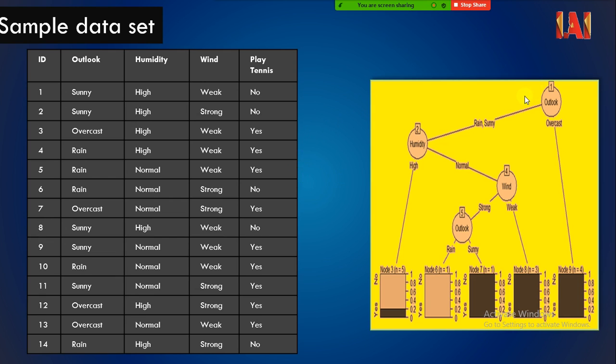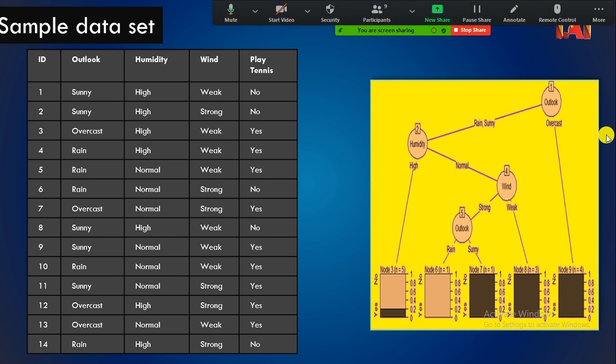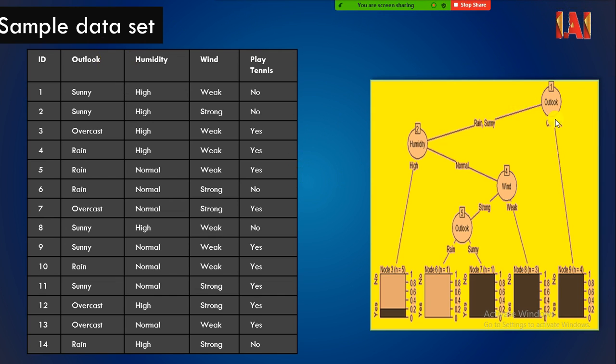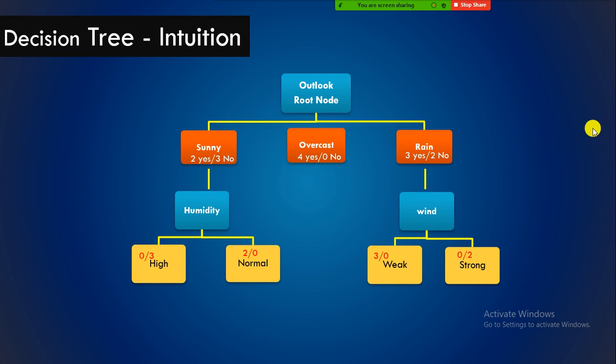Now the question is, again I am coming back to the same thing. Why should outlook be the root node? Why can't it be the humidity? Before we understand that, let us try to understand how the decision tree partitions the data. So let it be there, the outlook is the root node.